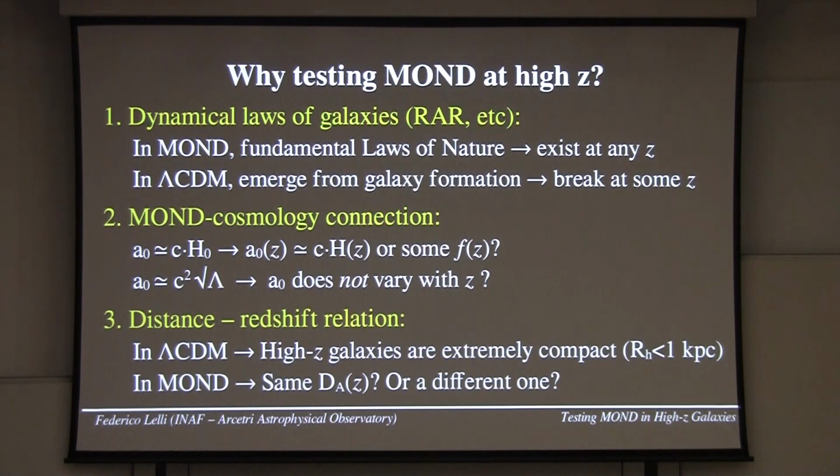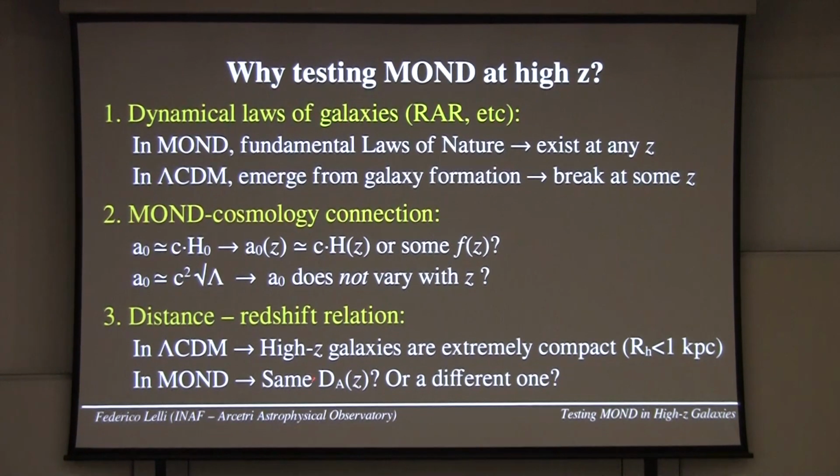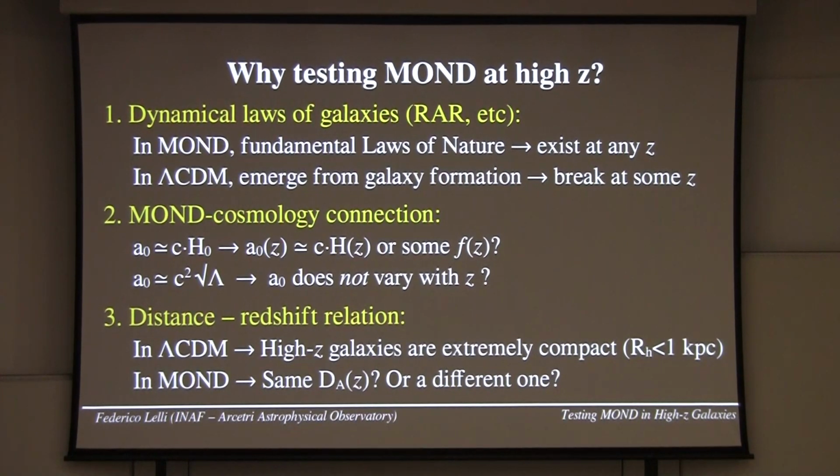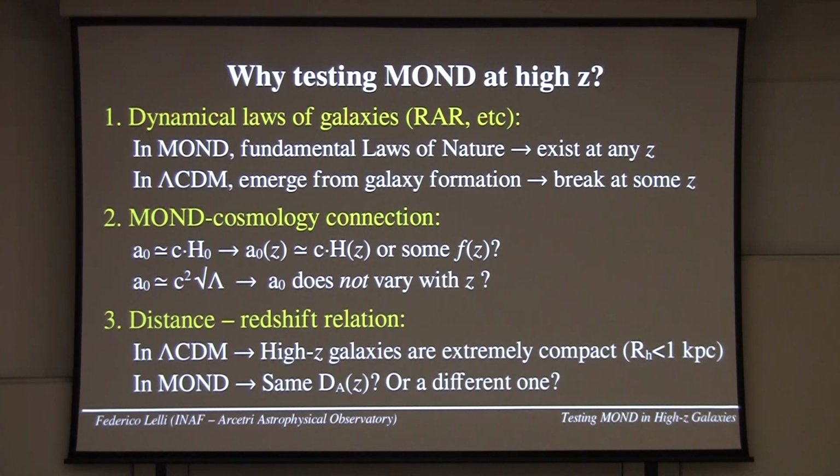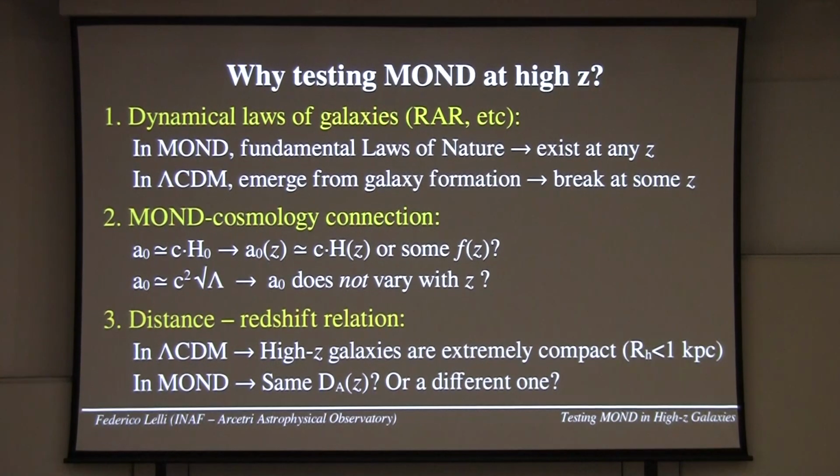And finally, we heard yesterday from Ricardo that the distance-redshift relation may be an issue. In lambda CDM, in fact, we find that high-z galaxies are extremely compact, and so we can wonder, in MOND, should we use the same angular diameter distance relation as in lambda CDM, or maybe we need a different one, and we can inform theories with observations. So in this talk, I will not address all these points. We are not there yet, but I will show you some really first steps in this direction.